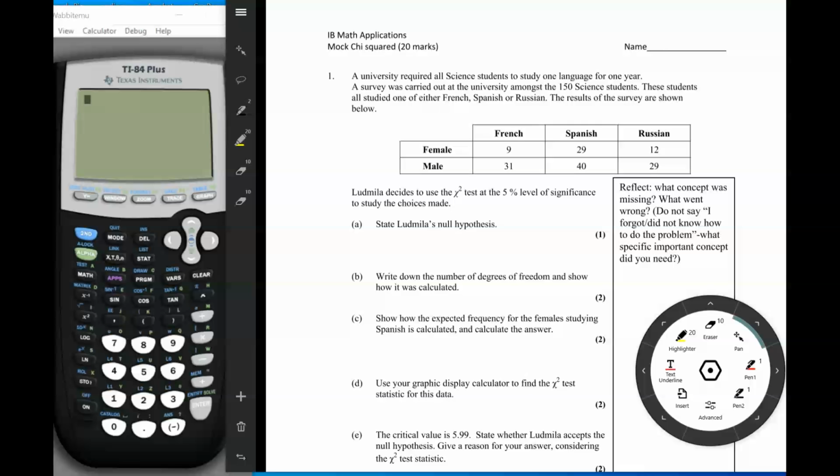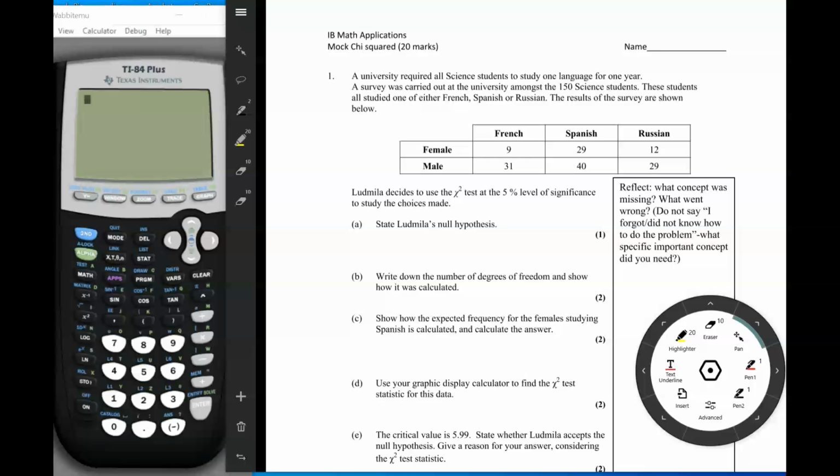This is the mock exam solution for chi-squared. Number 1, a university required all science students to study one language for 1 year. A survey was carried out at the university amongst the 150 science students. These students all studied one of either French, Spanish, or Russian. The results of the survey are shown below.